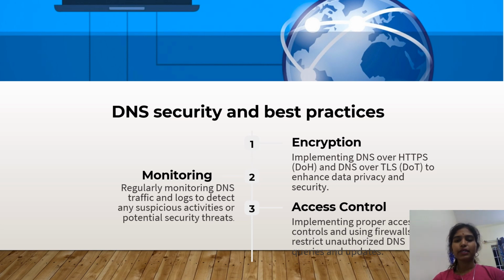Encryption: implementing DNS over HTTPS (DoH) and DNS over TLS (DoT) to enhance data privacy and security. Next, monitoring: regularly monitoring DNS traffic and logs to detect any suspicious activities or potential security threats. Next, we can see access control: implementing proper access controls and using firewalls, and also restricting unauthorized DNS access.